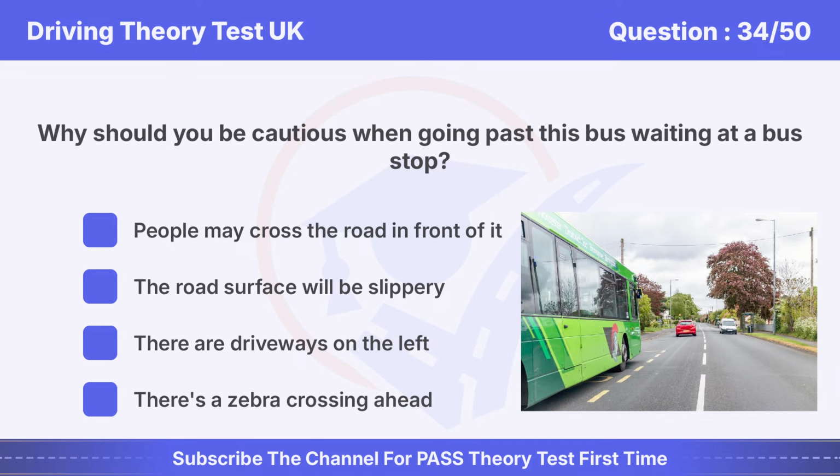Question 34. Why should you be cautious when going past this bus waiting at a bus stop? Option A. People may cross the road in front of it. B. The road surface will be slippery. C. There are driveways on the left. D. There's a zebra crossing ahead.